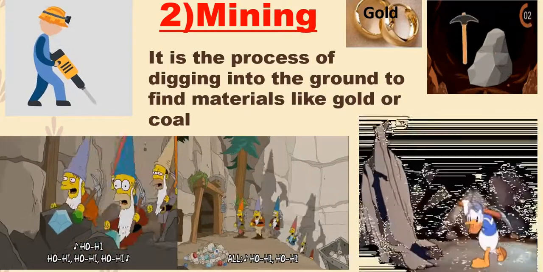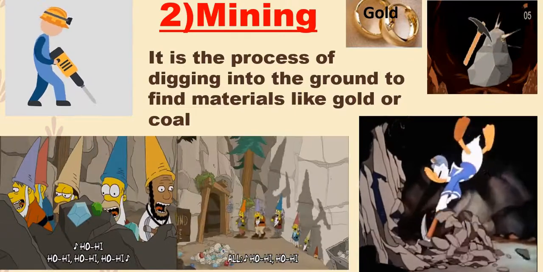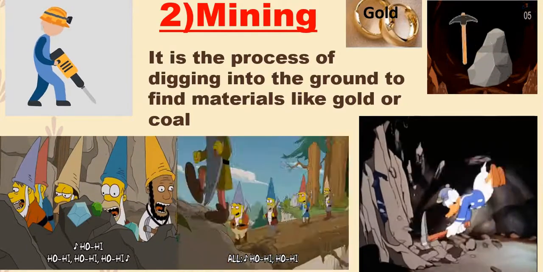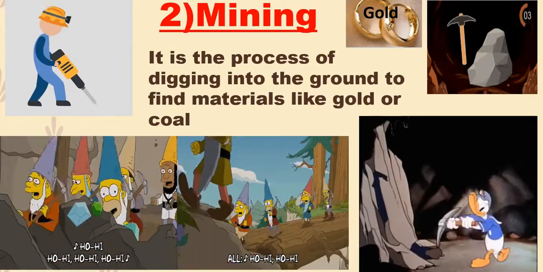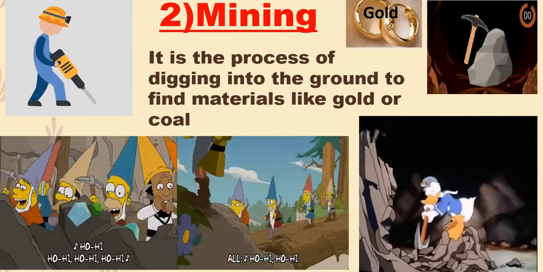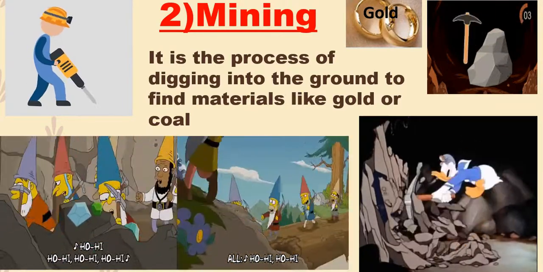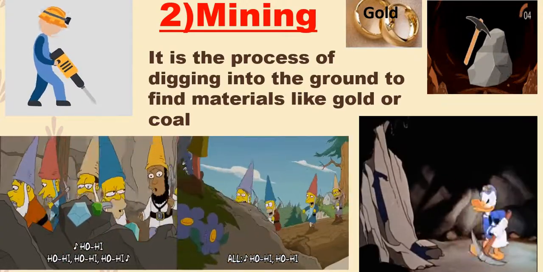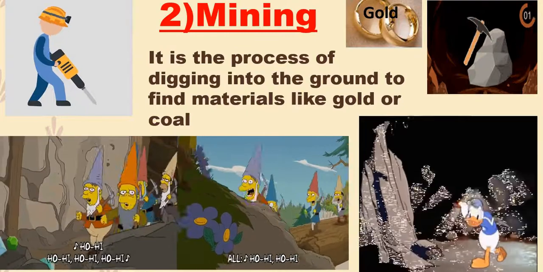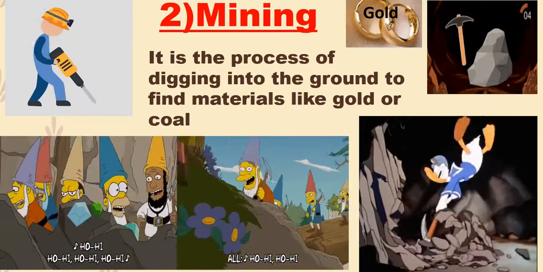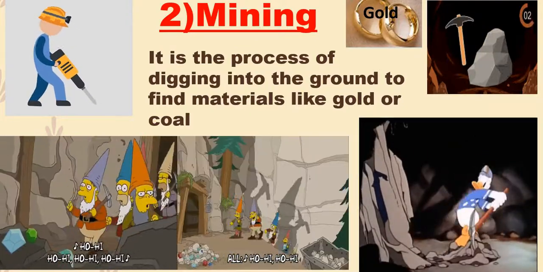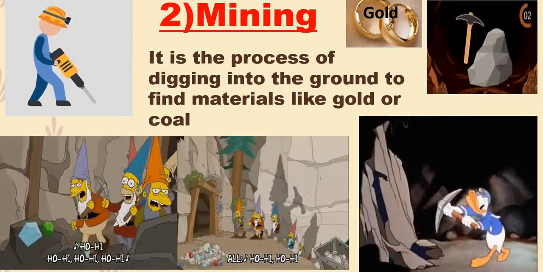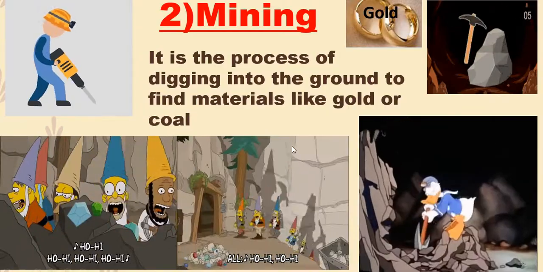So, again, we have two ways to get material to make an object. Number one, as we said, agriculture. Agriculture is another word for farming, by growing crops or raising animals. Number two, mining, a process of digging into the ground to find or search for materials like gold, silver, iron. Okay, grade 2.